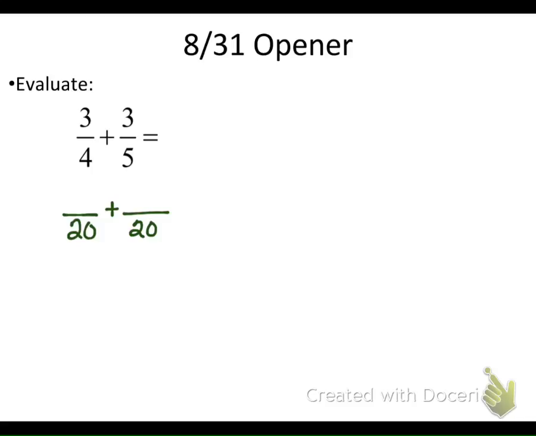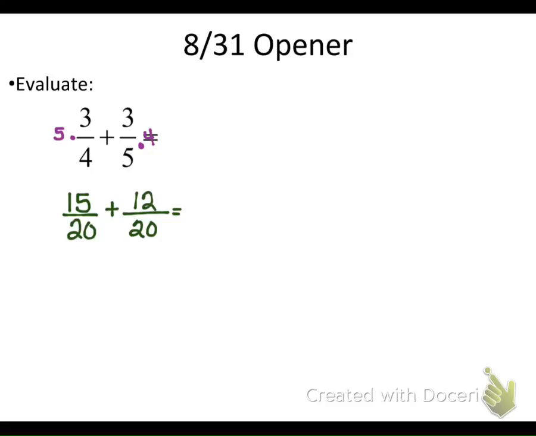Now, if I get a new denominator, I also have to get a new numerator. So I have to think to myself, 4 times what got me to 20? So if I multiplied the bottom number by 5, I have to multiply my numerator, my top number, by 5. So it's 3 times 5. 15. Okay? So then we're going to look at our next one and think, 5 times what got us to 20? 4. So then I have to multiply my numerator by 4. So what's 3 times 4? 12.